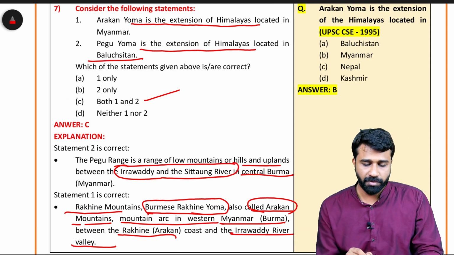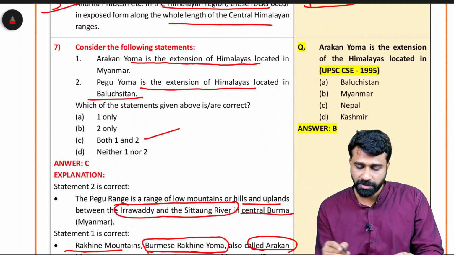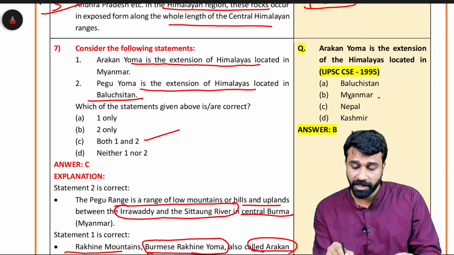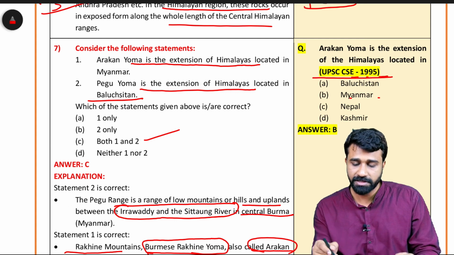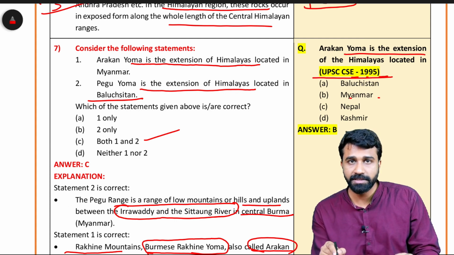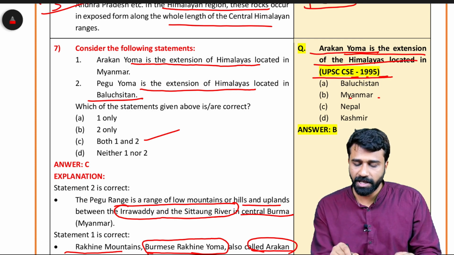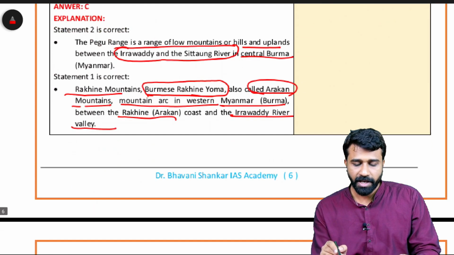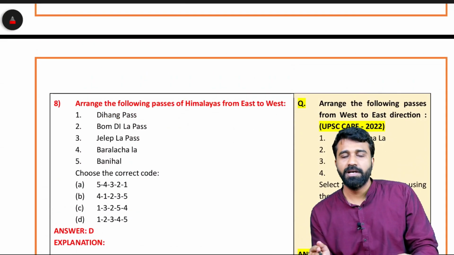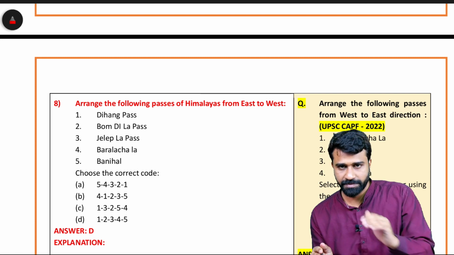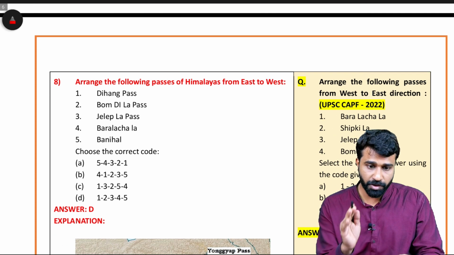Okay, this is the seventh question. Why have we asked this question? Because it was asked in 1995 in the UPSC Civil Services examination. Extensions of the Himalayas are found throughout the Arakan Yoma mountain ranges, located in present-day Myanmar. Even the northern part of the Andaman and Nicobar Islands is also part of the extension of the Himalayas. That is also very important. You have to learn these concepts.